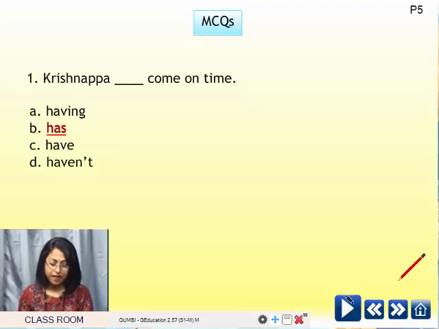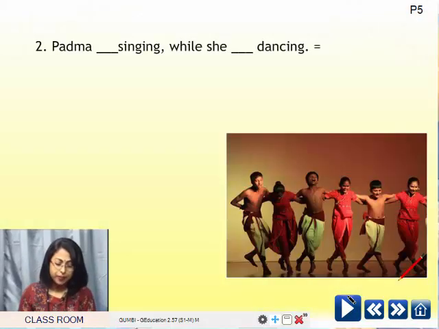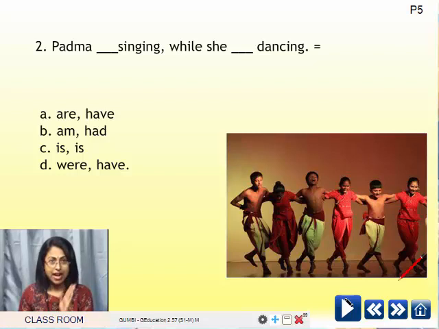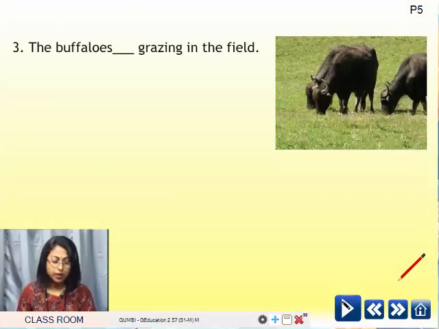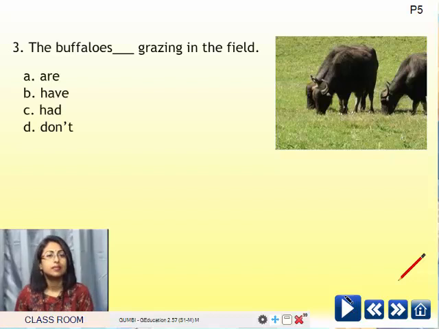Okay. Mahesh, can you fill in these blanks? Yes, ma'am. Krishnappa dash come on time. Krishnappa has come on time. Very good. So has is our helping verb here. Very good. Okay. Mahesh, can you do the second one? Yes, ma'am. Padma dash singing while she dash dancing. So what's the answer, Mahesh? I think, ma'am, Padma is singing while she is dancing. Excellent. So now, students, I'm sure that you've understood what our helping verbs are.